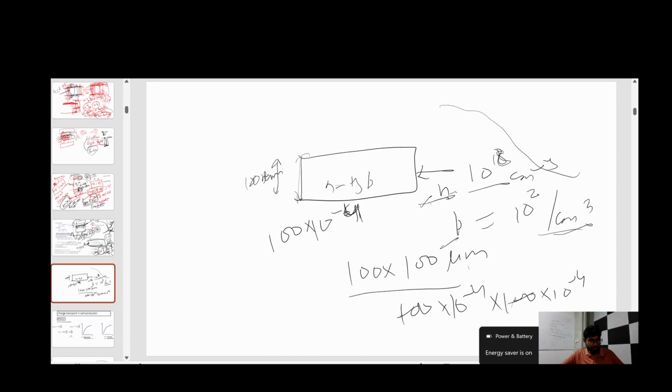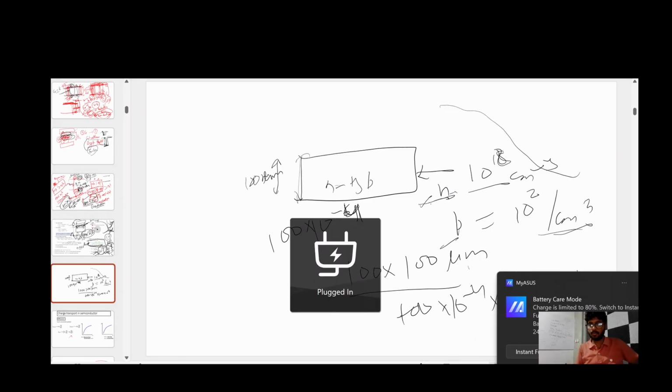Okay, just give me 1 minute. Sorry. 1 into 10 raised to power minus 12, 10 raised to power minus 4 will be the area per centimeter cube. So 1 into 10 to the minus 12. Just give me 1 minute. How much? 1 into 10 to the minus 4.